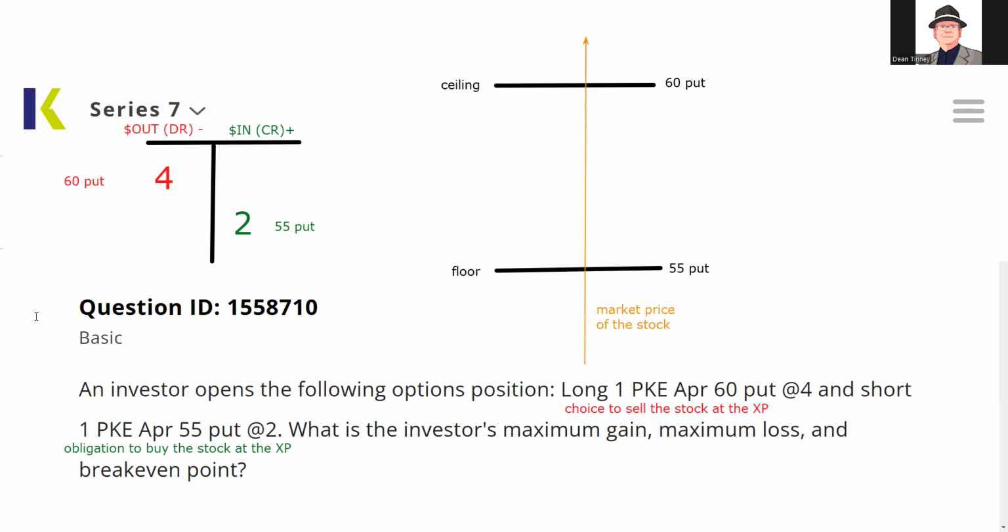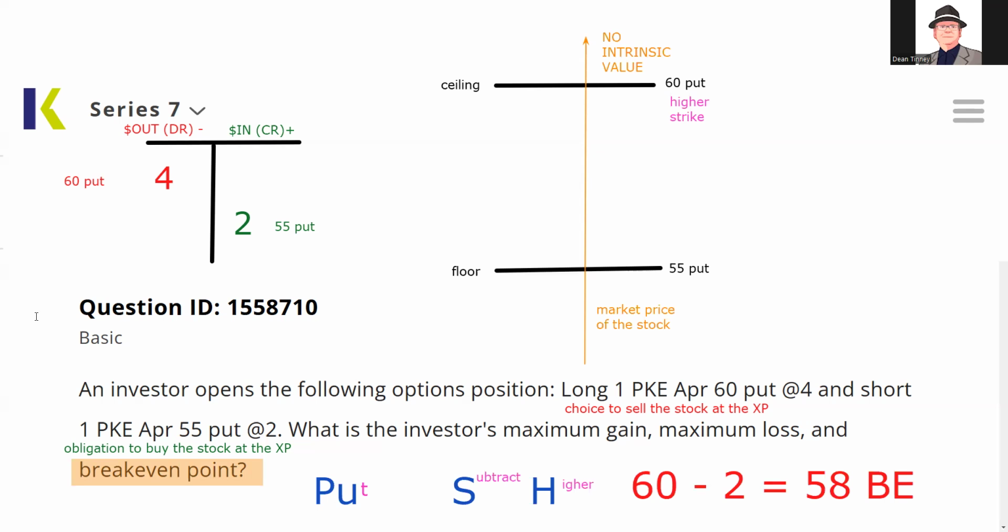So we have a memory aid device for determining break even. And the memory aid device for puts is PUSH. That stands for Put, Subtract from the Higher. We're going to take the higher strike, which is 60. We're going to minus the net premium. Doesn't matter whether it's a debit or credit, does not matter. Till we get the break even of 58.